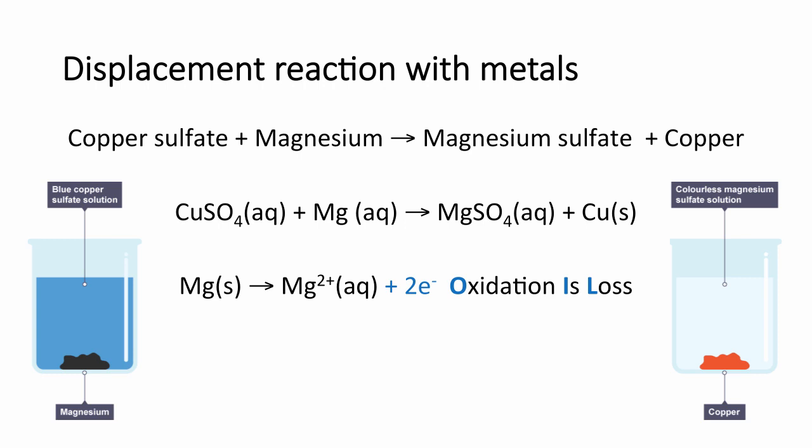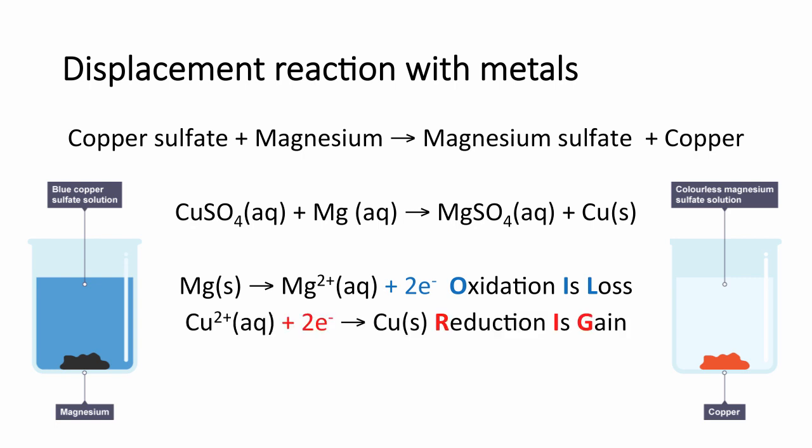Magnesium has a greater tendency to form a positive ion than copper, and therefore loses 2 electrons to form magnesium 2+ ions. Magnesium has been oxidised, as oxidation is loss of electrons. The copper 2+ ions in solution gain the 2 electrons that the magnesium has lost, forming copper metal. The copper ions have gained electrons from the magnesium and therefore have been reduced. The combined reaction is called a redox reaction.